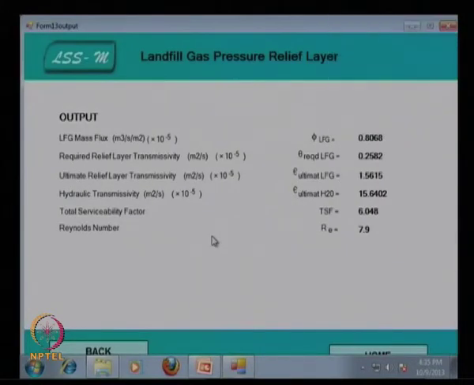So, for the landfill gas pressure relief output, you can have the mass flux by Ug as 0.8068, theta required LFG 0.2582, and this is the epsilon ultimate LFG is 1.5615, and epsilon ultimate is equal to 15.640, and this is the total serviceability factor, TSF is 6.068, and the Reynolds number is equal to 7.9.